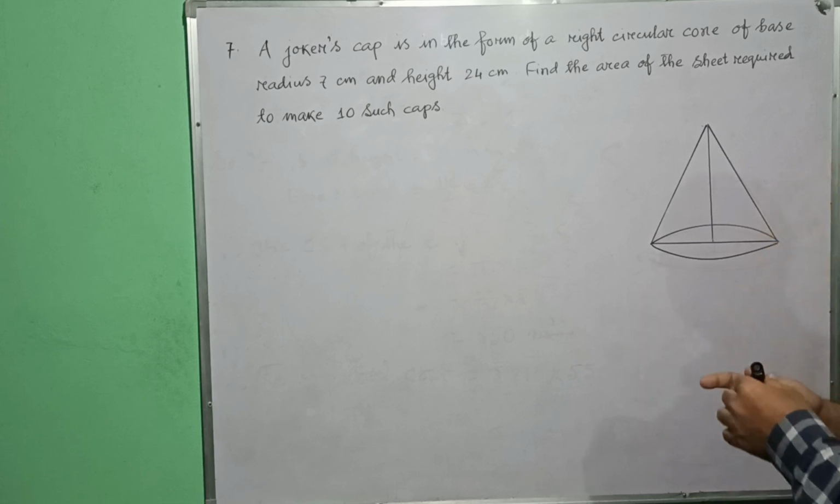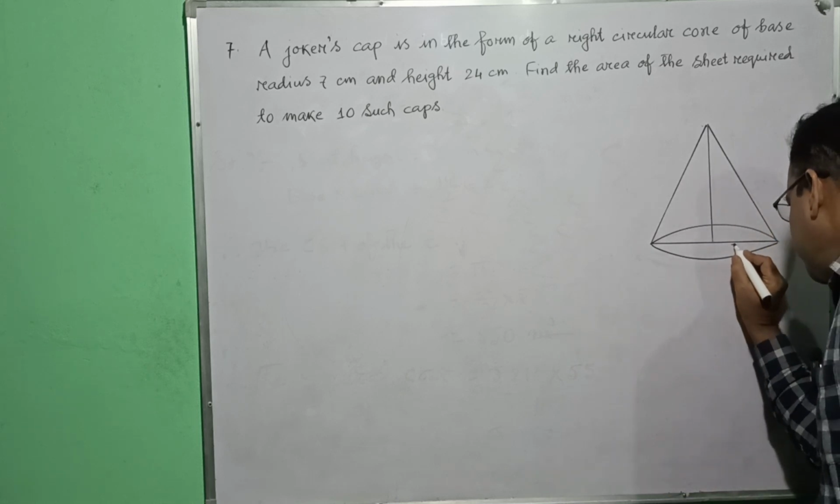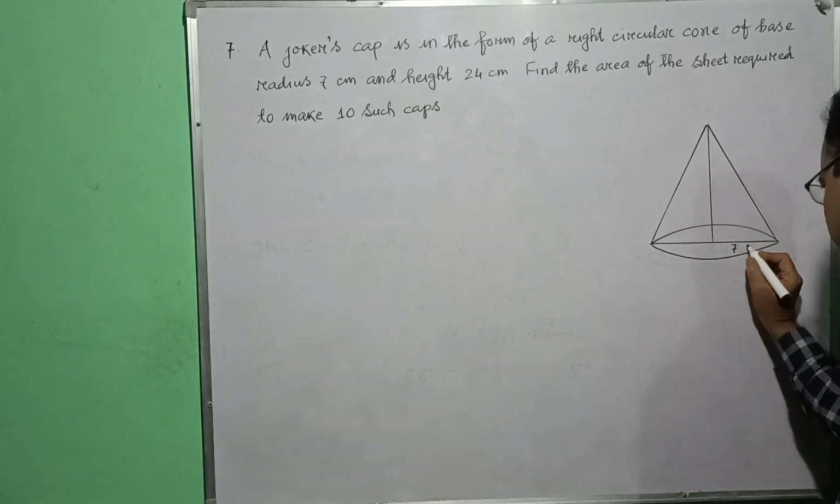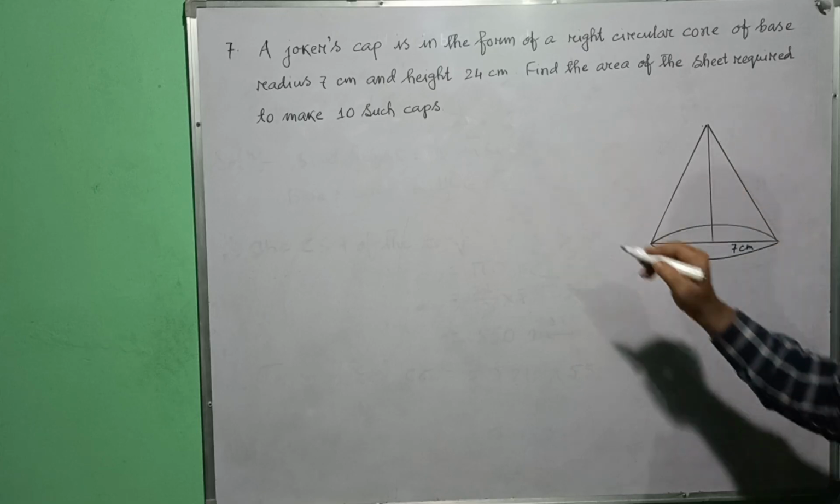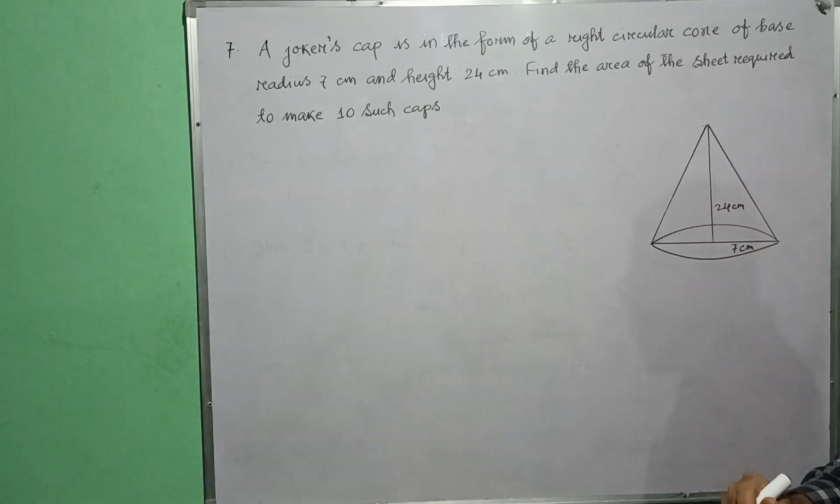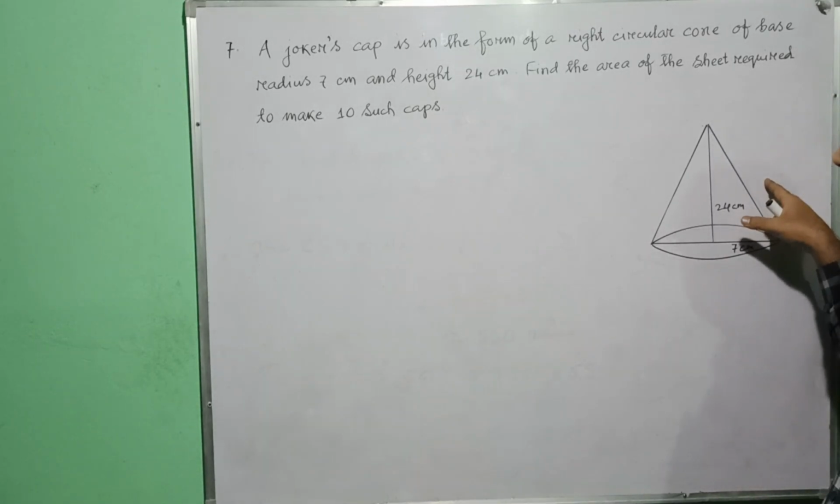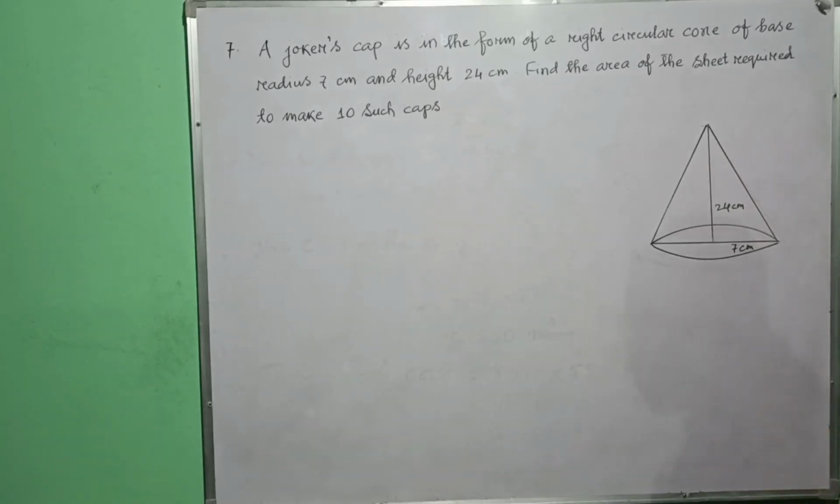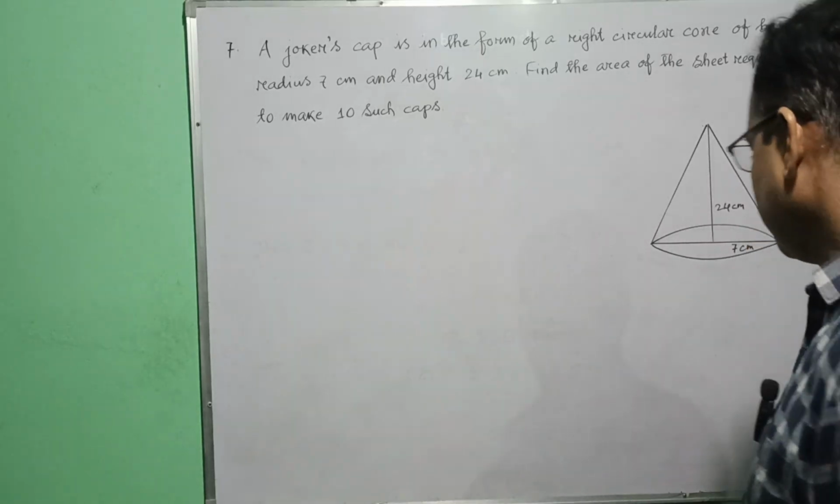So here it is given, base radius is given, radius directly given 7 centimeter, and height is given 24 centimeter. Height is given 24 centimeter. But to find the curved surface area, we need slant height. Slant height is not given. So first of all, we have to find the slant height of this cone.